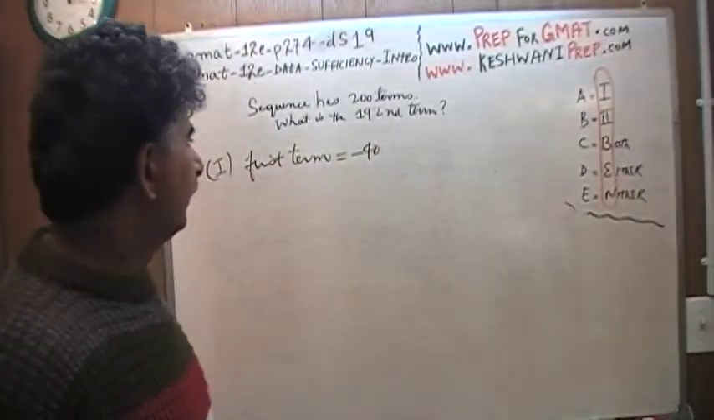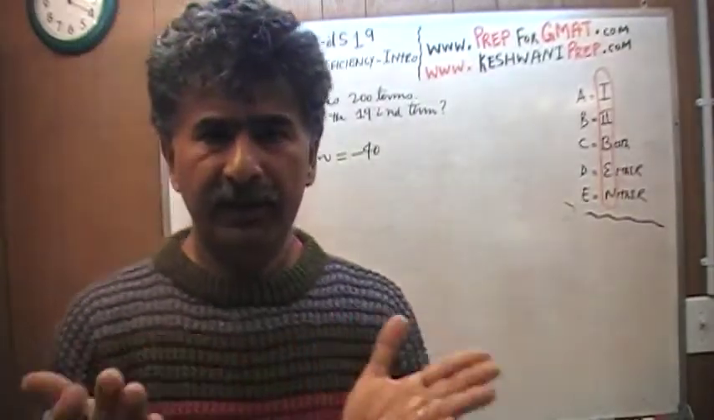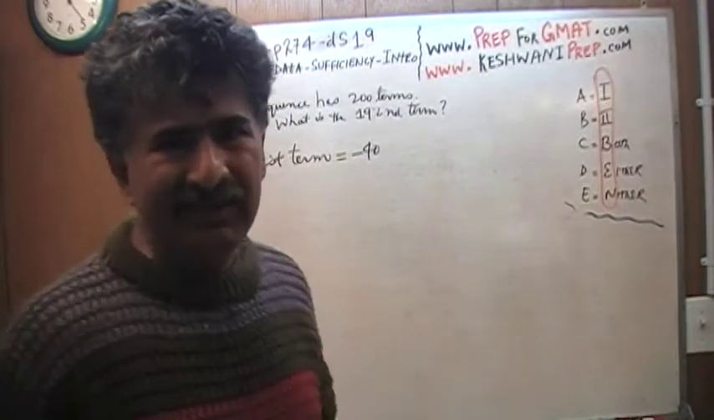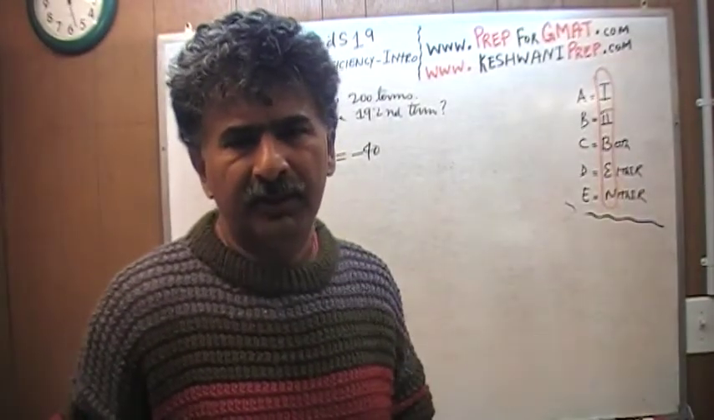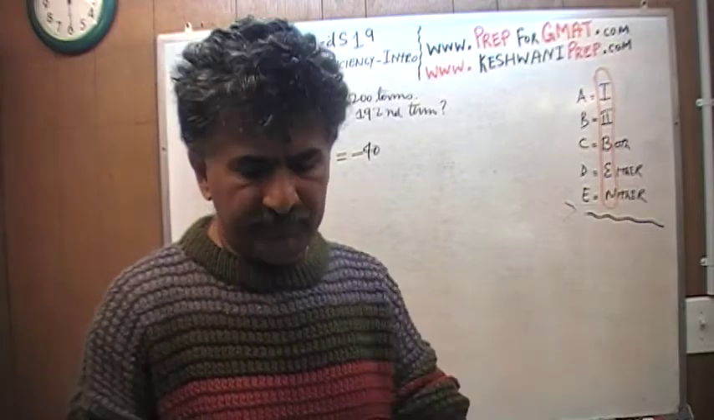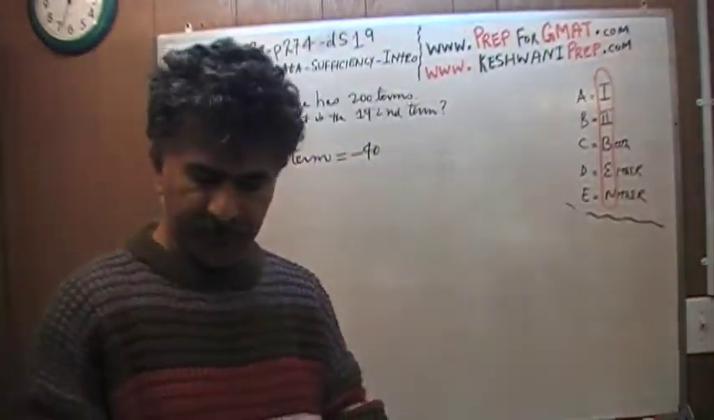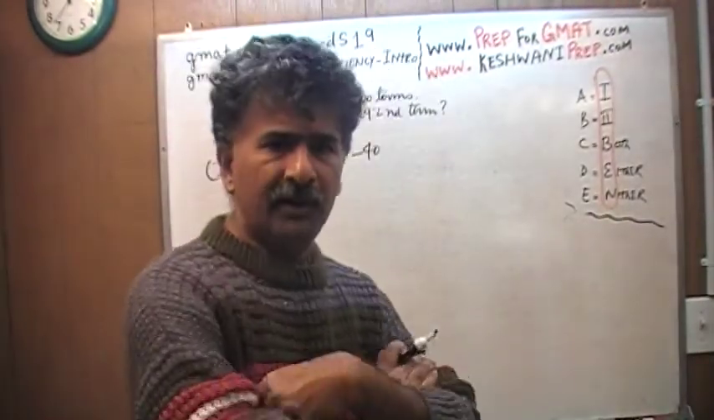The first term is negative 40. In other words, if I were to tell you that the first page that I opened was 40 in the series, can you tell me what was the 192nd page that I opened? The answer is no. How are you going to know what was the 192nd page that I opened based on the fact that the first page that I opened in my experiment was page number 40? That's not going to tell you what was the number that I opened on the 192nd try.